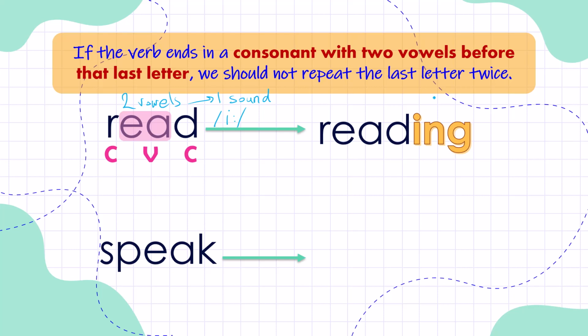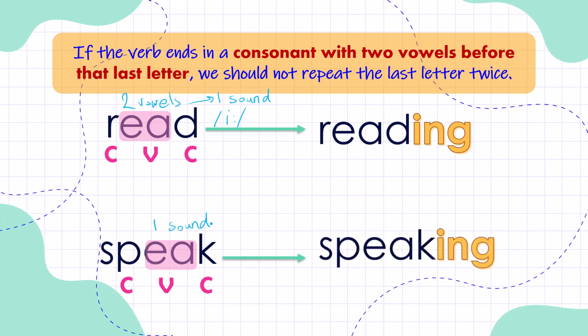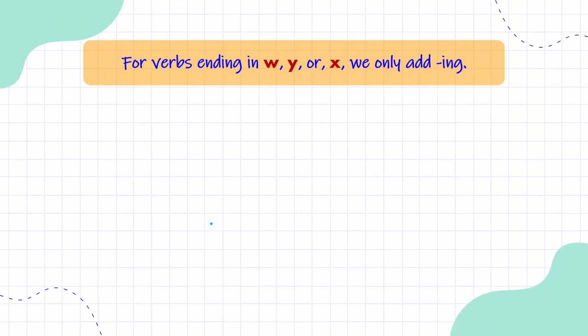Very simple. Or the word speak. It's like the previous example. Speak. EA together have one sound. So when we add ing, we don't double the last letter.